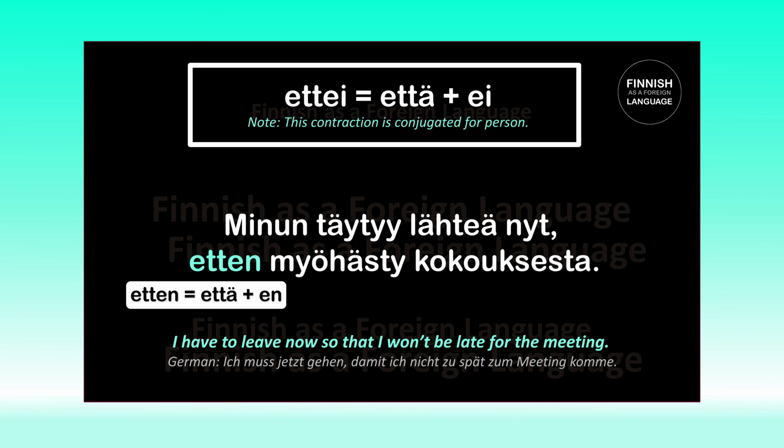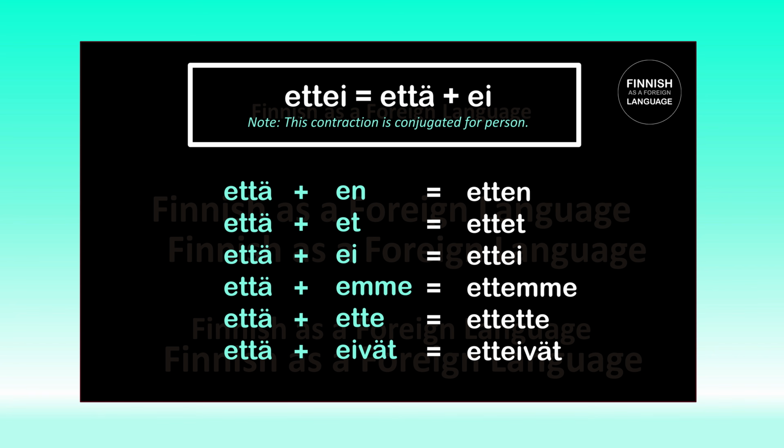Let's take a look at this table. Että plus n is etten. Että plus et is ettet. Että plus ei is ettei. Että plus emme is ettemme. Että plus että is ettette, and että plus eivät is etteivät. So again here, etten is a contraction of että plus n. This is also another way to connect sentences.